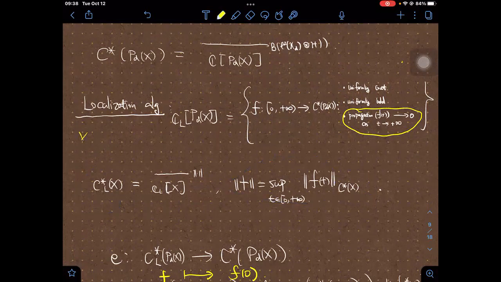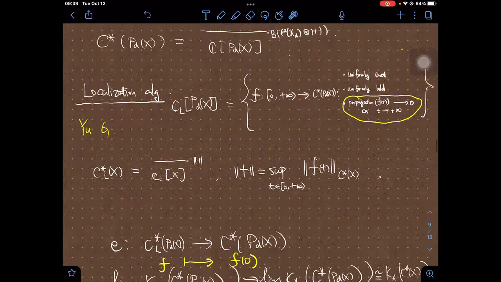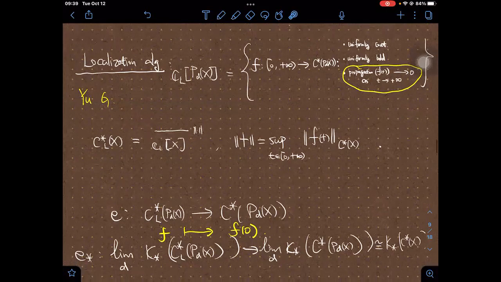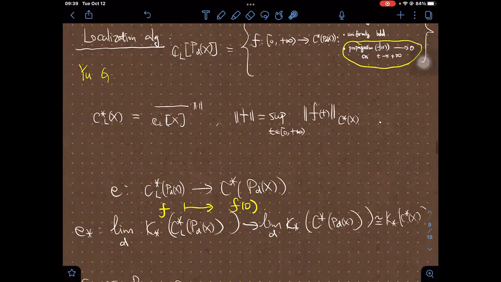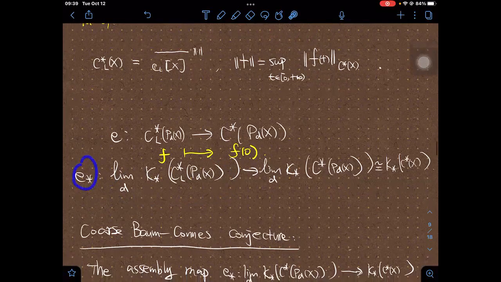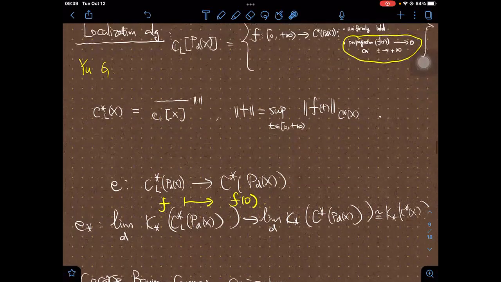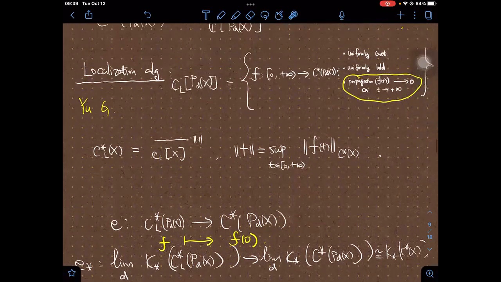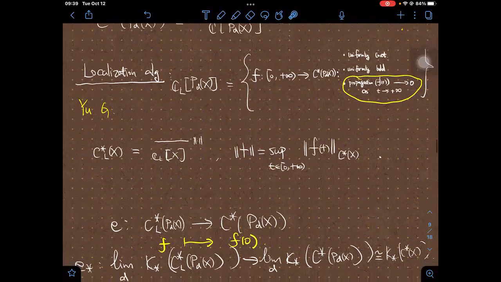This was actually defined by Yu. And then from the localization algebra to the Roe algebra, there is a natural evaluation at zero map. And if you consider all the scales of the Rips complex, you take the inductive limit, and you will get the assembly map. This is the easiest way to define the assembly map. Later I will show why this is crucial.